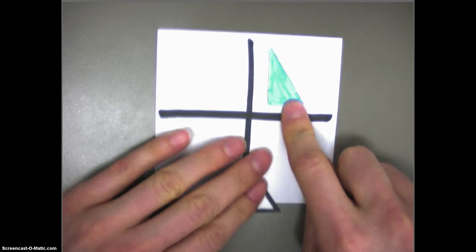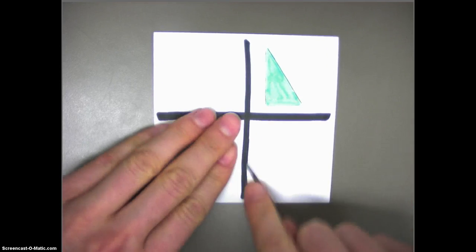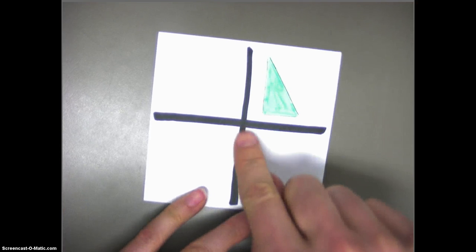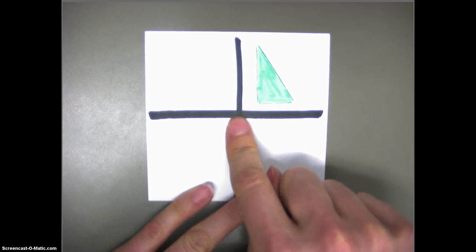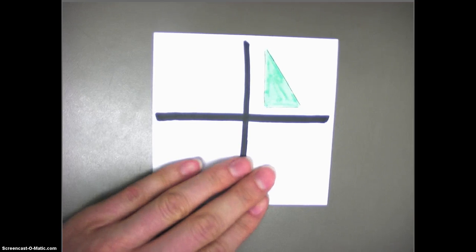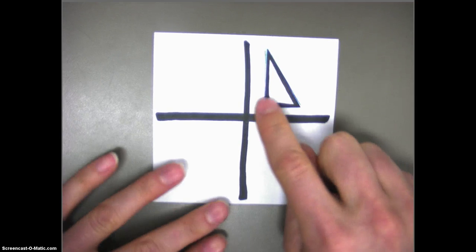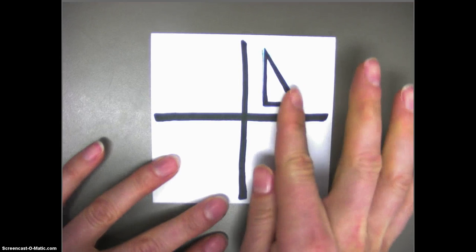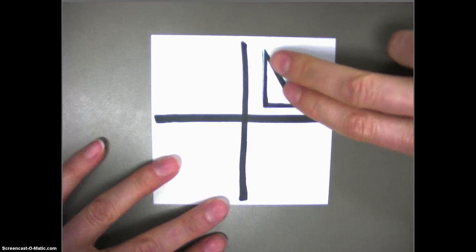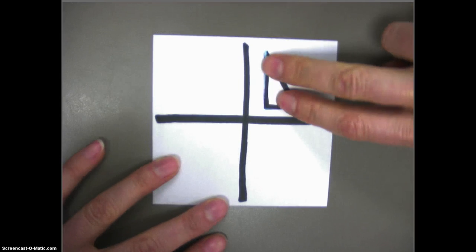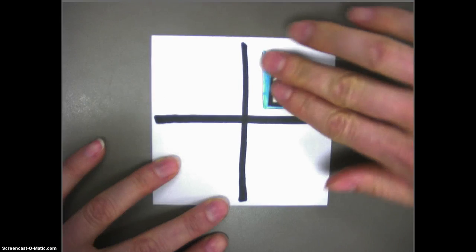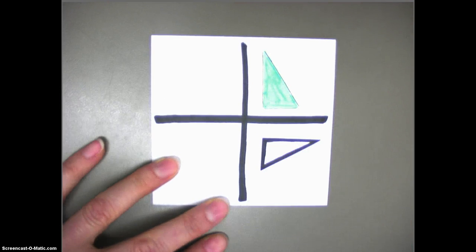So this is the pre-image, and I'm rotating this pre-image around the origin. The center of rotation is the origin. That means that it's going to be continually equidistant away from this origin as I rotate it around the origin. So one way I could do that is I could rotate it 90 degrees this way, and it would essentially look like that.